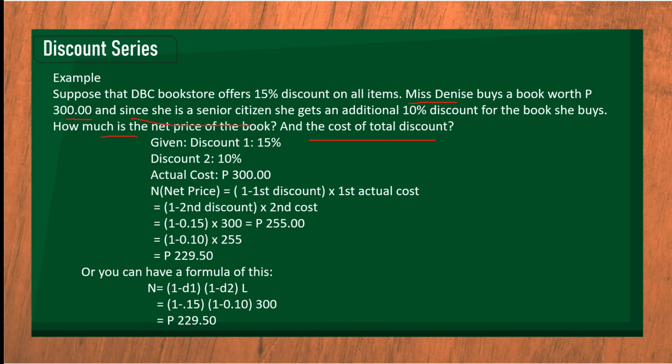Given: discount 1 is 15%, discount 2 is 10%, the actual cost of the book is 300 pesos. The formula: net price is equal to (1 minus the first discount) multiplied by the first actual cost, then (1 minus the second discount) multiplied by the second cost. So 1 minus 0.15 times 300 pesos is equal to 255 pesos.